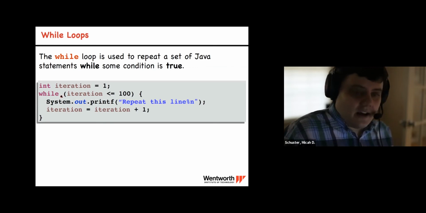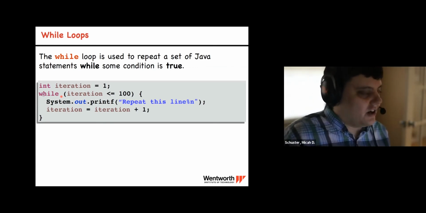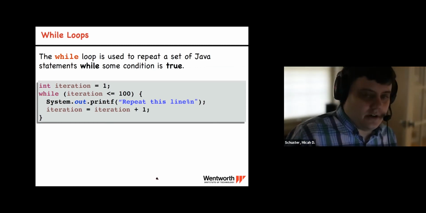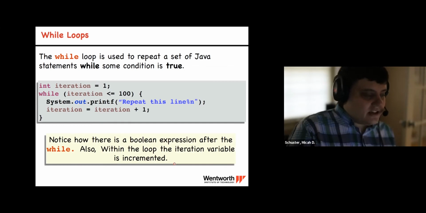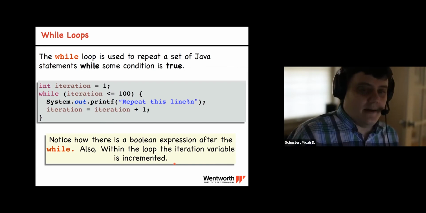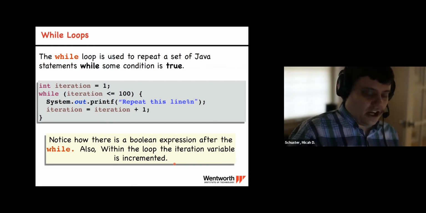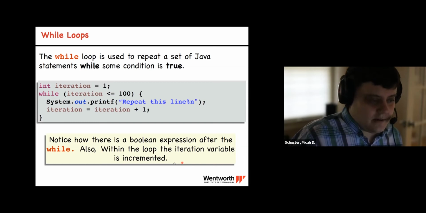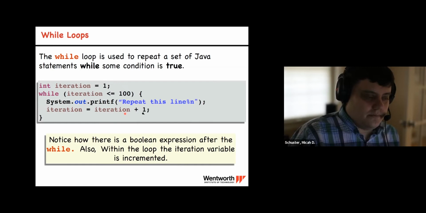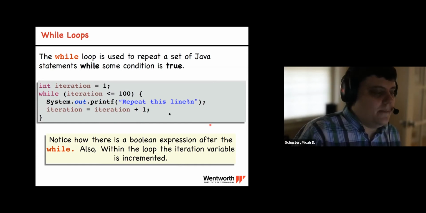The nice thing about a lot of the keywords for our structures is that it is relatively easy to read out loud. While iteration is less than or equal to 100. That Boolean expression is the thing that you want to pay attention to. It's going to determine how many times the contents of the while loop are repeated. The other important aspect here is that we are changing iteration every single time we go through the contents of the loop. We'll talk more about infinite loops in just a little bit.